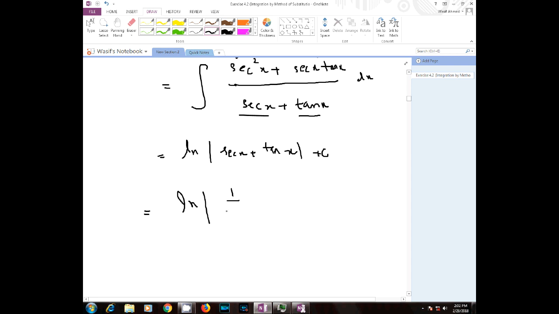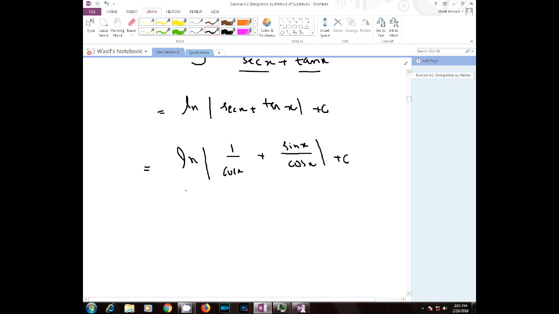Natural log of 1 divided by cos x plus, since secant x is the reciprocal of cos x, similarly tan x can also be written as the ratio between sin x and cos x, plus constant of integration. And in the next step, natural log of, combine the denominators and apply the LCM method. You have 1 plus sin x.